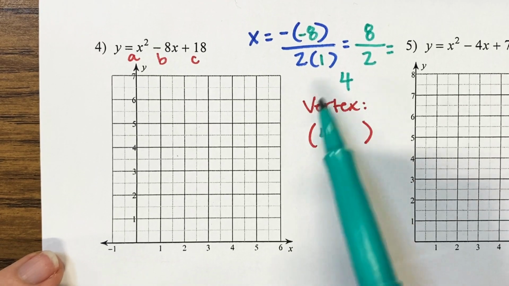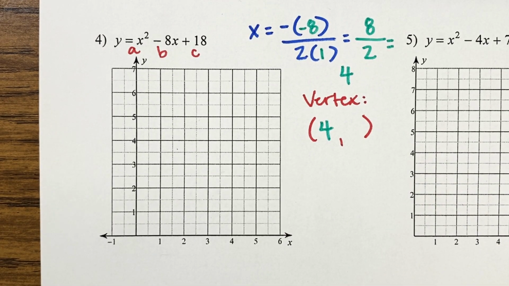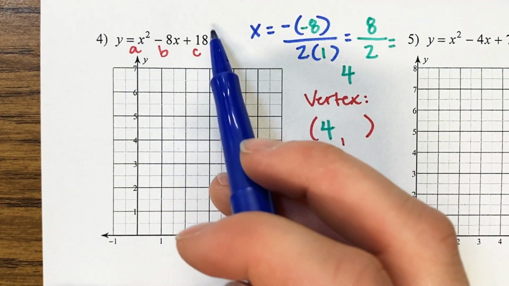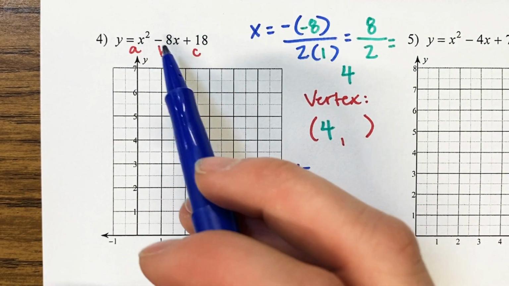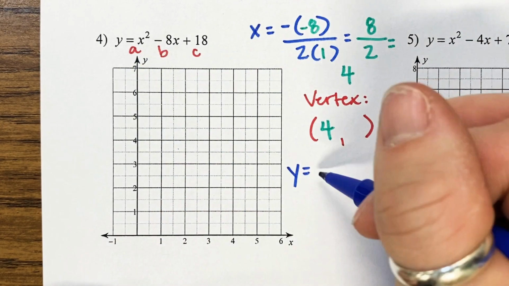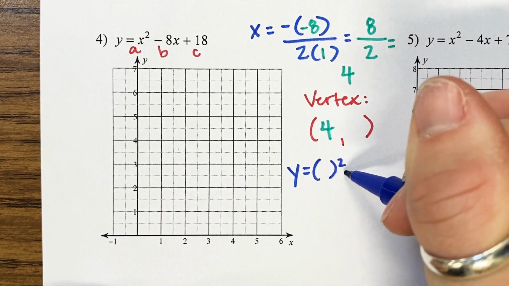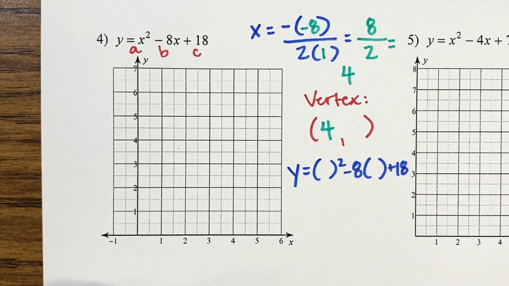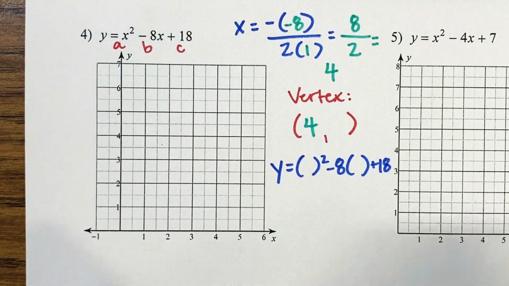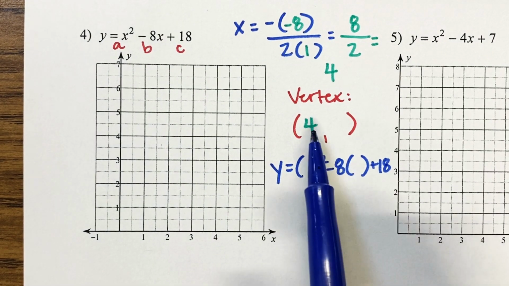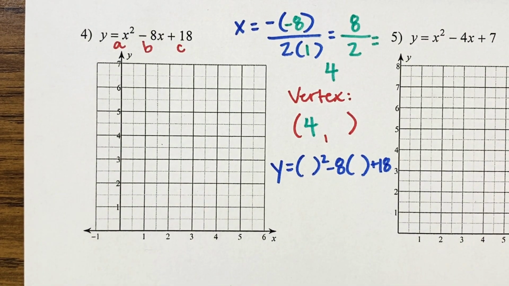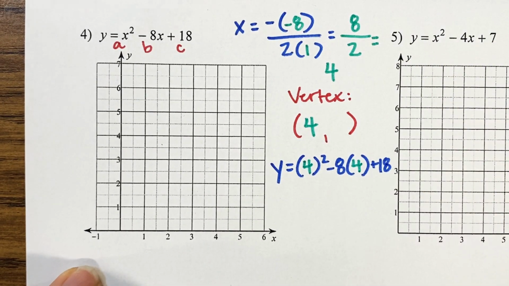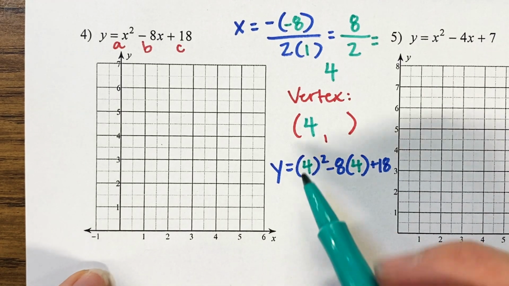Okay, now we can use that x part to find our y. So now we're going to write out y equals, okay, and this whole side followed after that y. But instead of x's, let's put spaces. So x squared minus 8 times x plus 18. Okay, so now everywhere we see that space, we can plug in a 4 because that's what we know x is. 4 and 4. Okay, so let's go ahead and solve it.